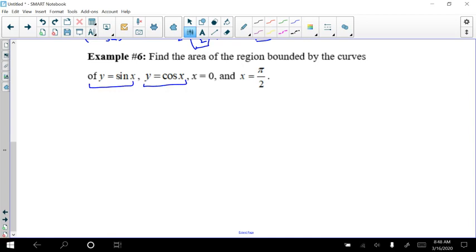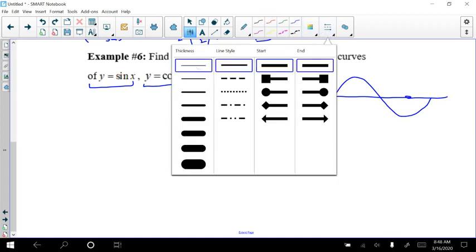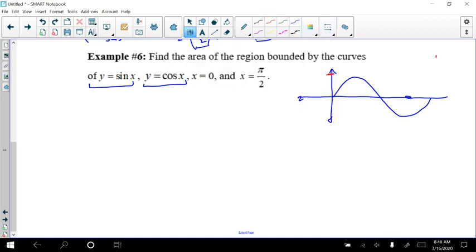On the AP exam, they expect you to know a little bit about trig, that you remember your sine function. So your sine function looks something like this, right? And then your cosine function starts at 1 and does one of these things. It just chases your sine graph.